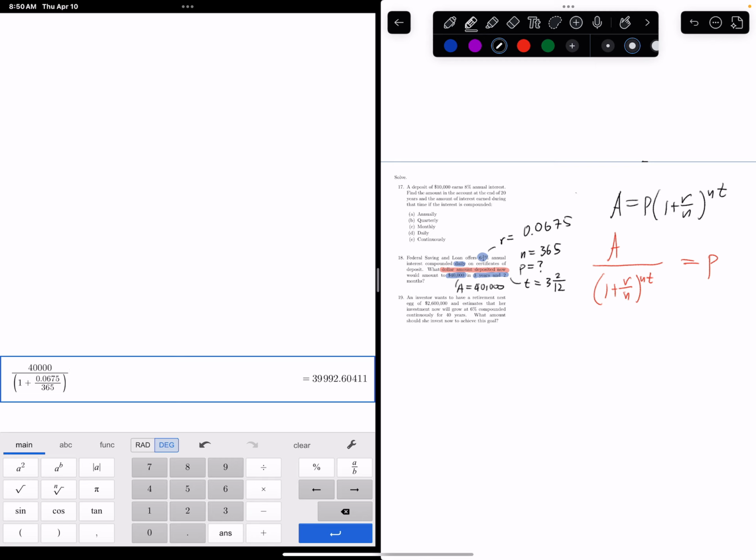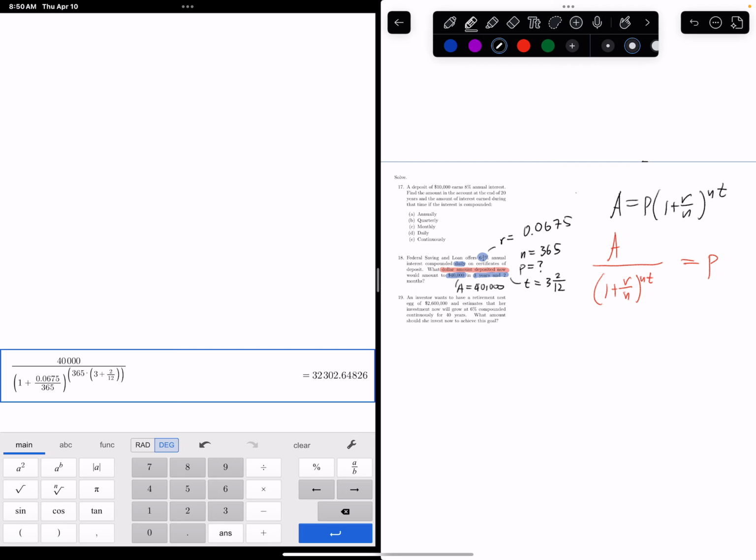Close that parentheses. And then inside that parentheses is raised to the, and then parentheses for your exponent. N is 365 again. Times, okay, I need another parentheses because I'm going to do addition here. 3 plus 2/12. Close the two parentheses. And then there you go.